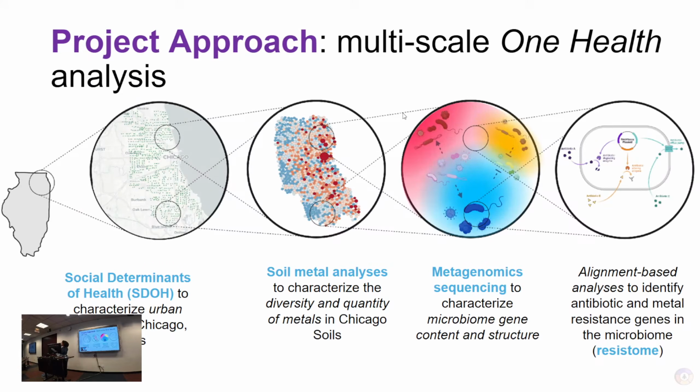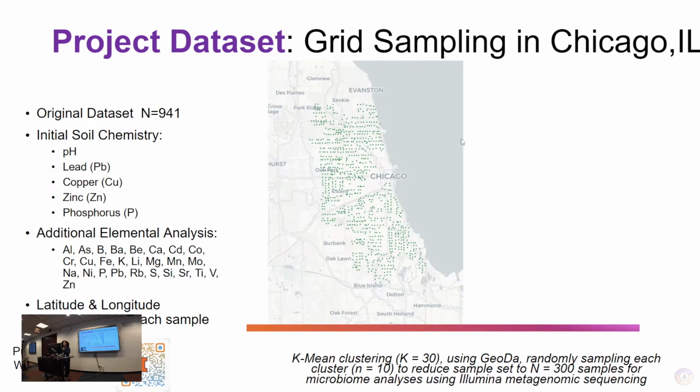And so ultimately I'm taking this multi-scale One Health approach for this project, and I'm going to incorporate social determinants of health to characterize urban land use with point-based heavy metal analyses, as well as microbiome metagenomic sequencing from all of those same soils. And then I'm going to be doing a lot of bioinformatics to align those sequences and identify which resistance genes are there, and do this kind of multi-scale, multivariate analyses.